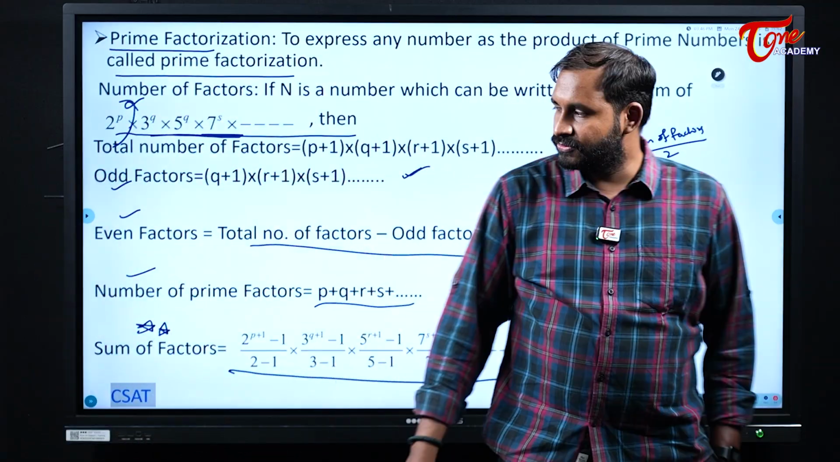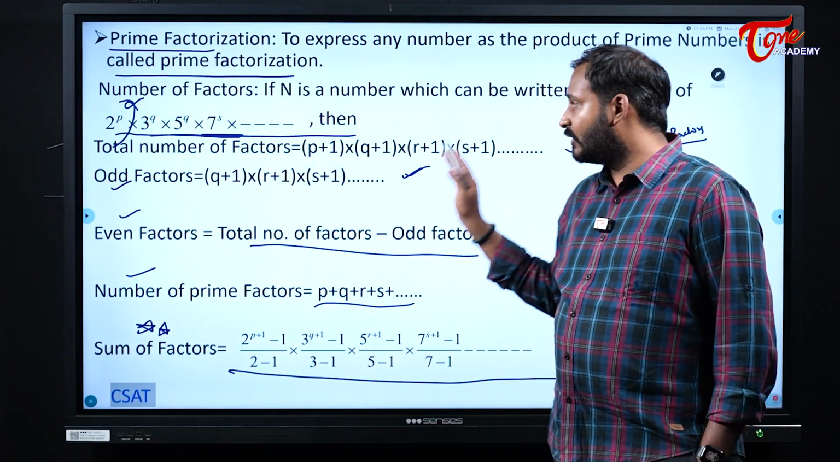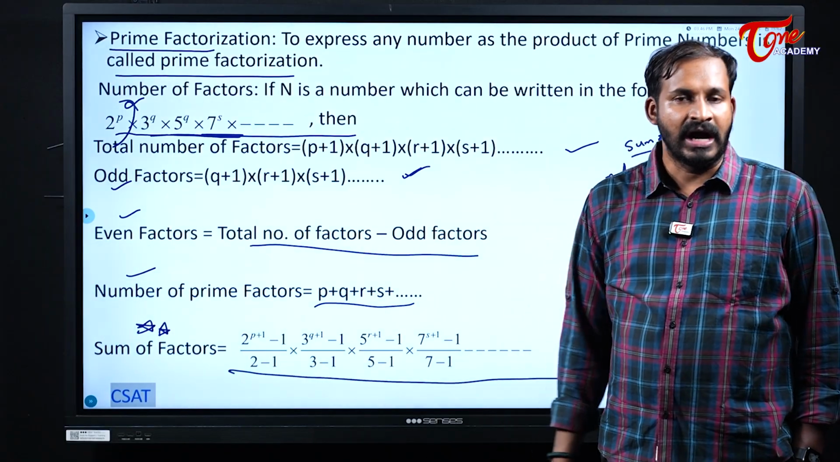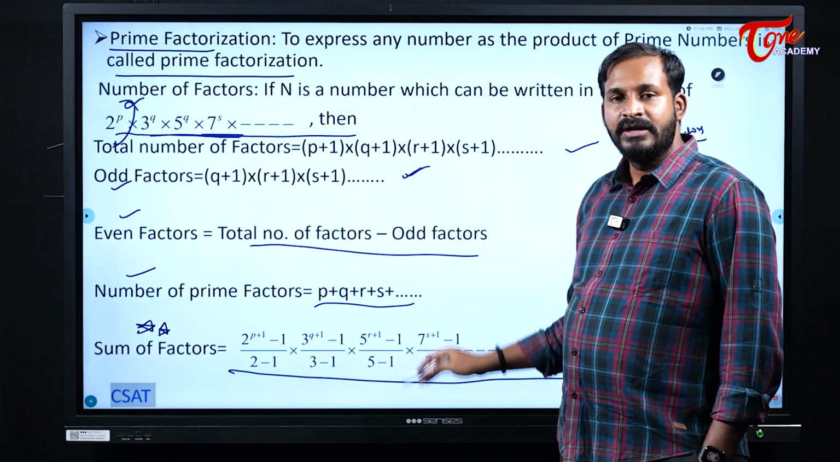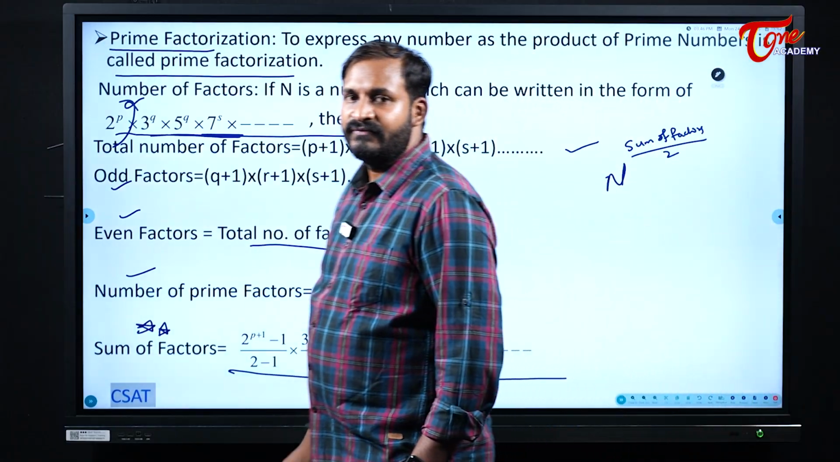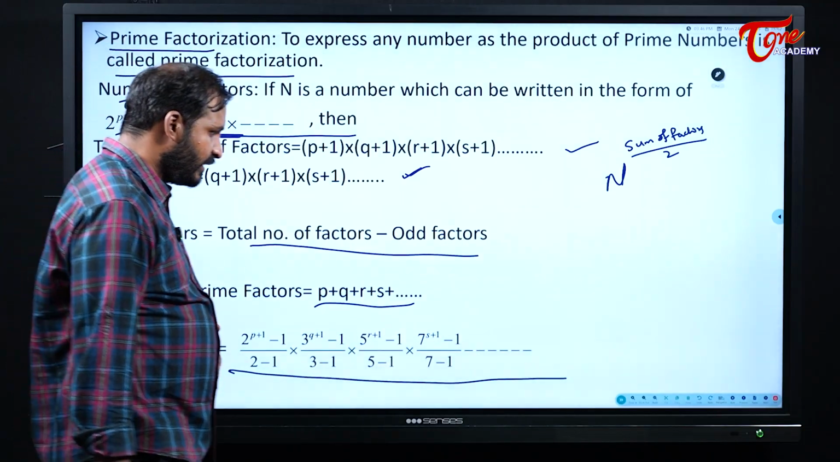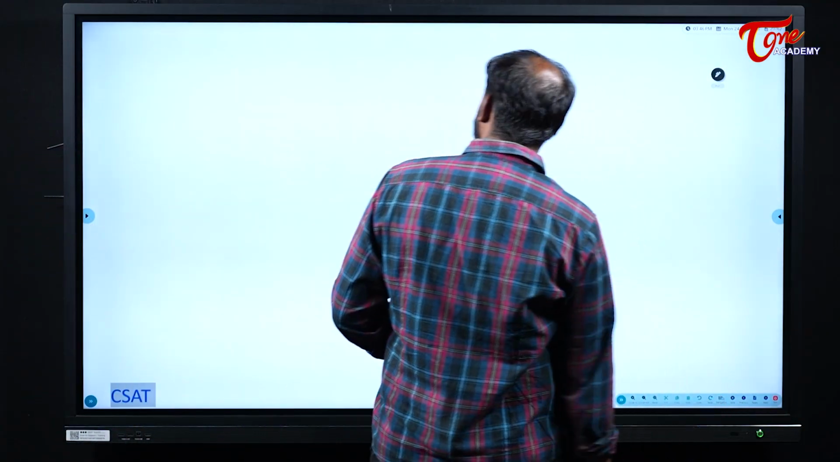Okay, understood? Like this we are going to find the factors with the help of prime factorization. After doing prime factorization only, we can do all these things. So prime factorization is very, very important for us. Okay, now some basic things we will see.